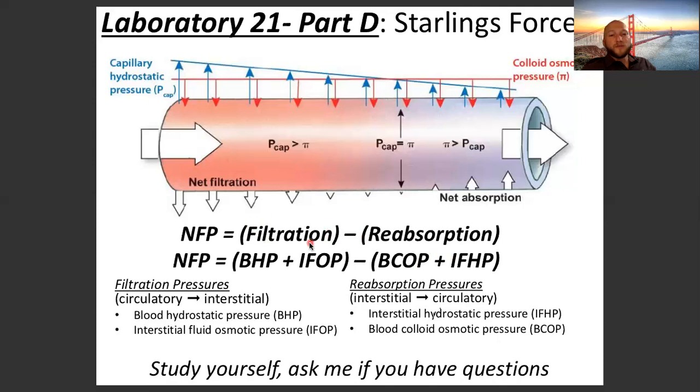If filtration forces are greater than reabsorption forces, we're going to have a positive number, positive net filtration. It's going to cause fluid to leave the capillary because filtration forces are stronger than reabsorption forces. If reabsorption forces are stronger than filtration forces, we're going to have a negative NFP, which means that fluid is going to be reabsorbed back into the capillaries. So that's a brief little intro. It should get you started on part D of Laboratory 21 in the lab manual, page 122 on the PDF copy that I provided.